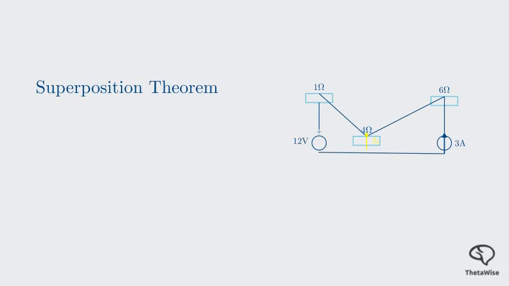Let's use superposition to find the current I0 in this circuit. The circuit has a 12-volt source and a 3-amp current source. We'll find the contribution from each source separately and then add them up.